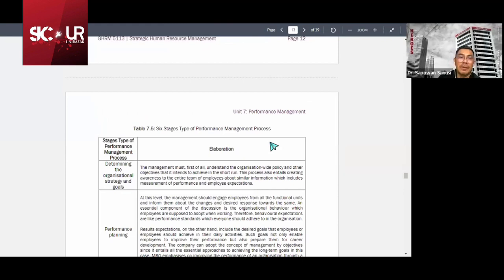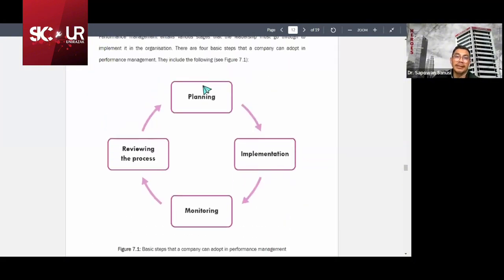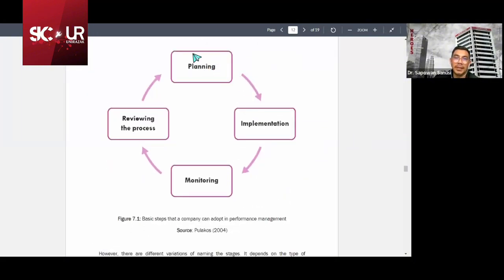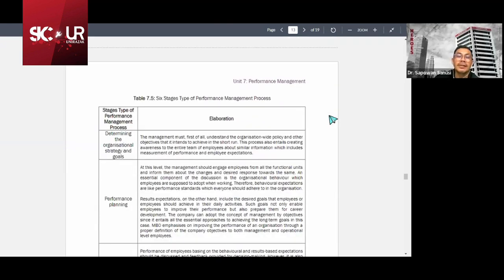The 6-stage type of performance process. Okay, the first, when you look at the planning side, on the planning side, there are 2. The first, they're planning on the strategy and goals. And the second one, they are planning for the performance. In the goals, they understand the policy and objective. Usually for the performance management, dia ada 2 saja. Planning yang awal. The first is planning for how they do the job. The second one, how they want to reward the employee, reward the job that has been accomplished.